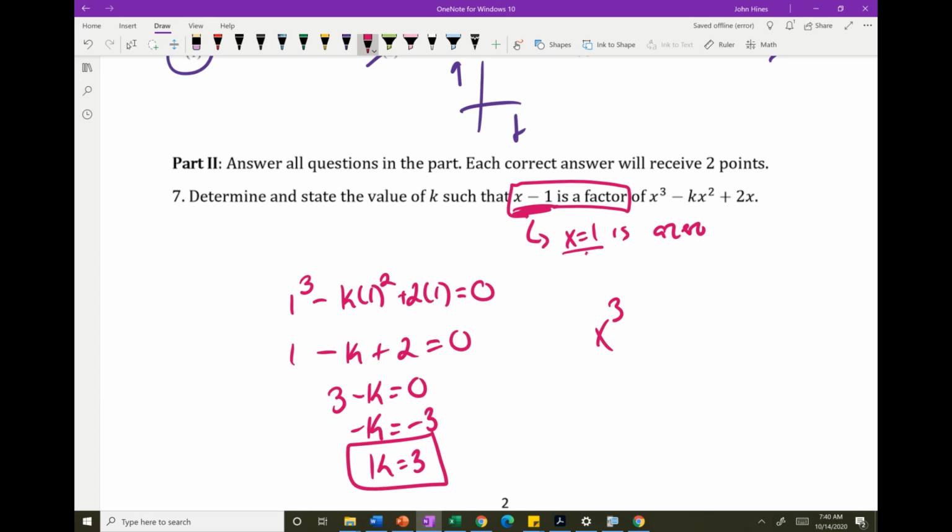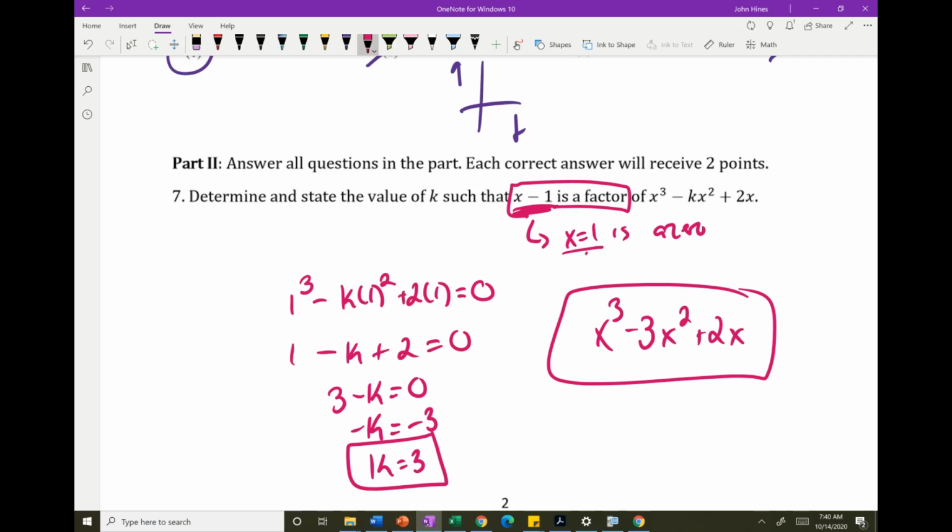Done. This is the polynomial that I was talking about. That's the polynomial I want: x to the third minus k x squared plus 2x. So if I tell you something's a factor, you either plug in the opposite and set it equal to 0, or divide.